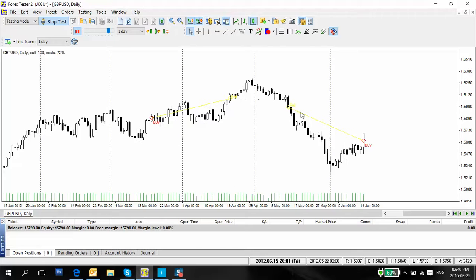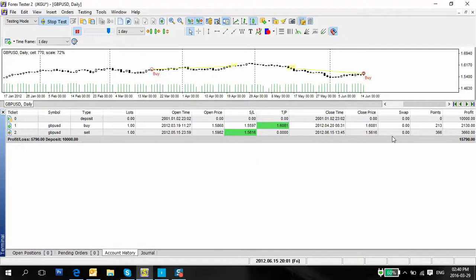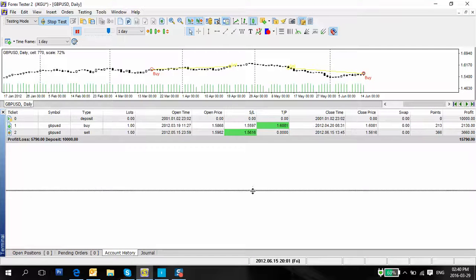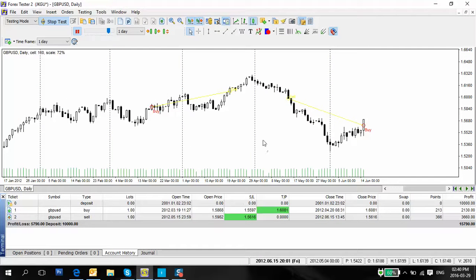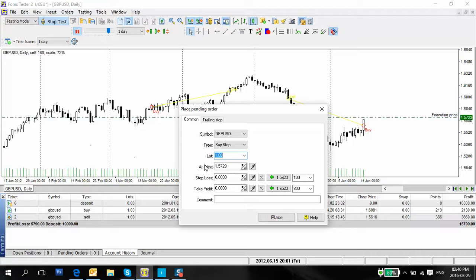So what we've done is simulate a couple of trades. We have no idea what the future price action is, and we can have a look at our account history here and see what's going on. Obviously we've had two winners. Let's take another one. In fact, I think this would be a nice opportunity to take a buy trade. We've had this nice bullish engulfing candle. Let's go back to our pending order. Let's just change our lot.